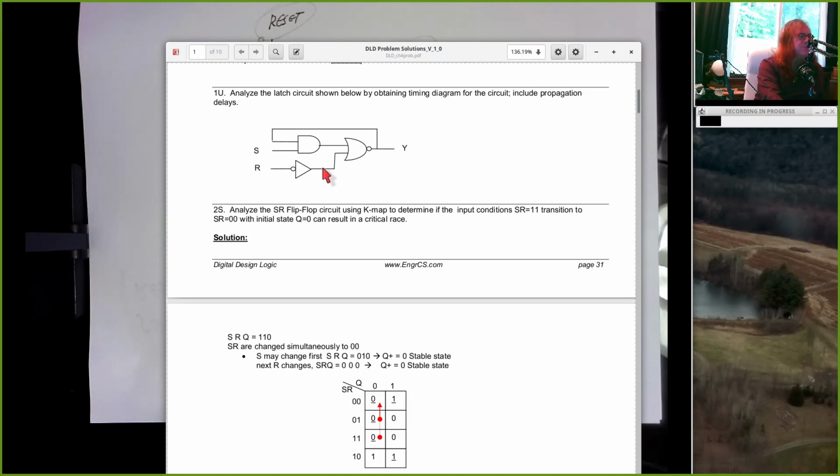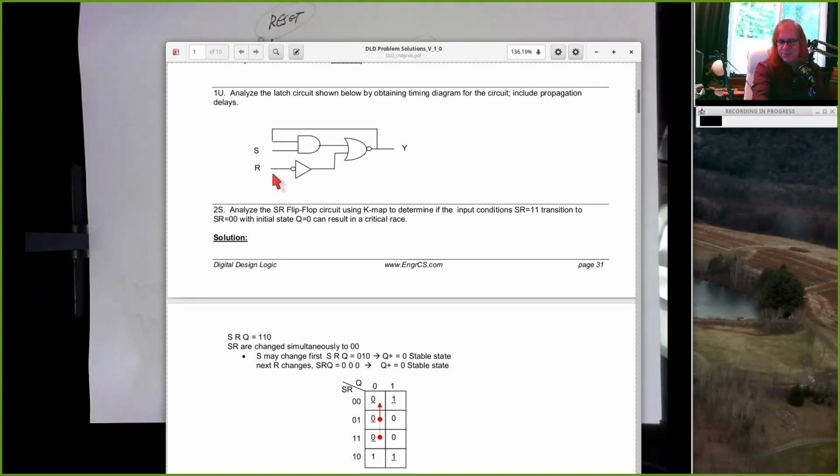And the question just wants to know what this circuit does. So explore it. Set both your inputs to zero, set them to 1,0, 0,1, 1,1, and then think about, does the order of those changes have some effect? If the output is zero and I change R to a one, does that do something different than if the output was a one and I change R to a one?